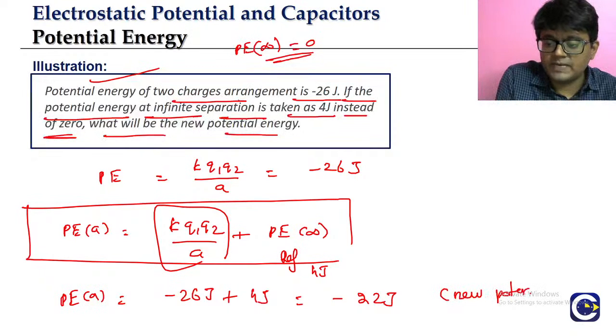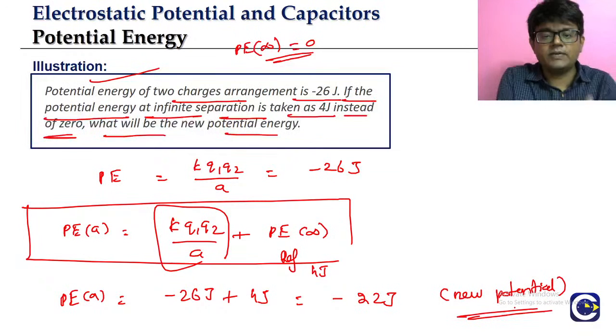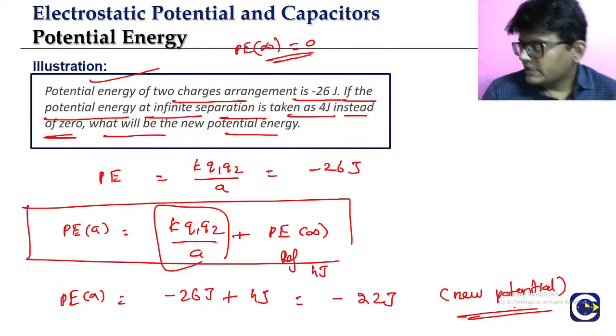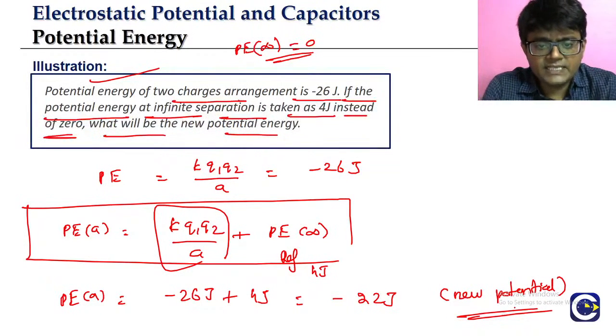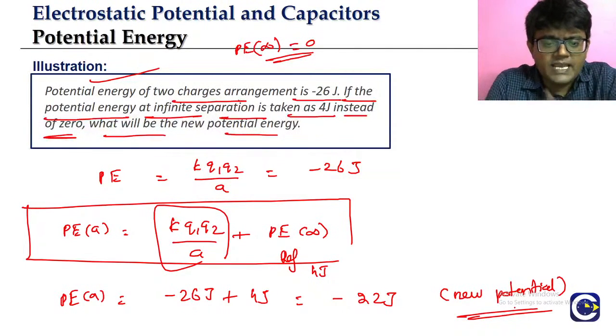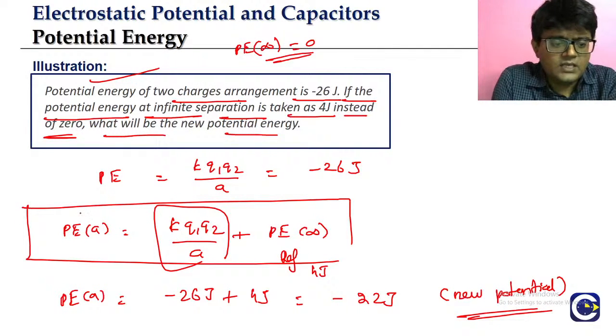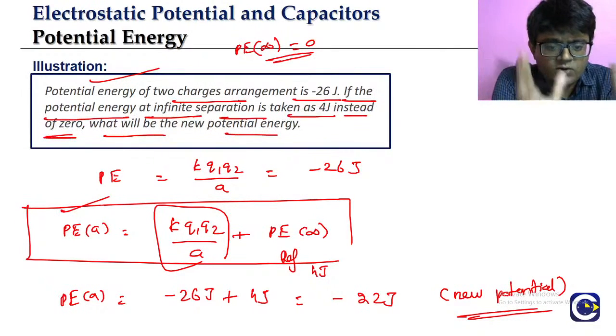நம்ம reference change பண்ண என்ன ஆகும்? The initial normal potential energy minus 26 joules னு வெச்சுக்கோங்க. They say at infinite separation potential energy is changed from 0 to 4. என்ன பண்ணணும்? அப்படியே அந்த 4 ஆட் பண்ணணும், அவ்வளவுதான். ஏன்னா ஃபார்முலா என்னது? The potential energy, total potential energy at any location is equal to what? K Q1 Q2 by A.